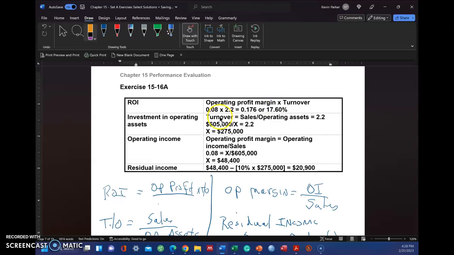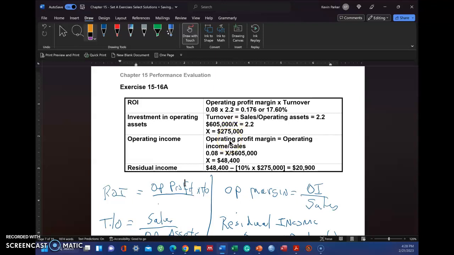We know the turnover ratio is sales divided by operating assets. We weren't given operating assets, and we're solving for operating assets. This is why we're doing it. So it's going to be sales divided by X equals 2.2. Solve for X, and you get 275. So our operating assets are 275, and we need that for an upcoming ratio that we need to calculate.